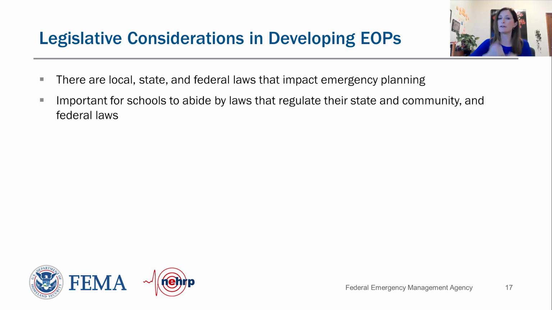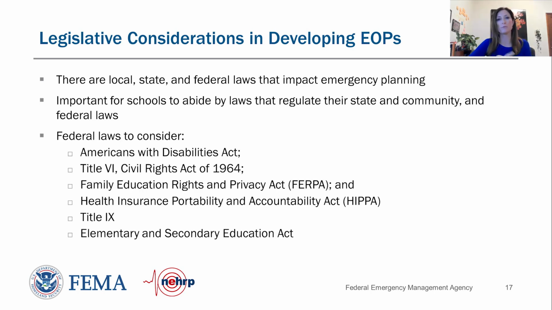And so there are a number of federal laws we call out in the guidebook that are really important to think through and take into account in creating an emergency operations plan. So these include the Americans with Disabilities Act, the Civil Rights Act of 1964, the Family Education Rights and Privacy Act, or FERPA, Health Insurance Portability and Accountability Act, or HIPAA, Title IX, as well as the Elementary and Secondary Education Act.